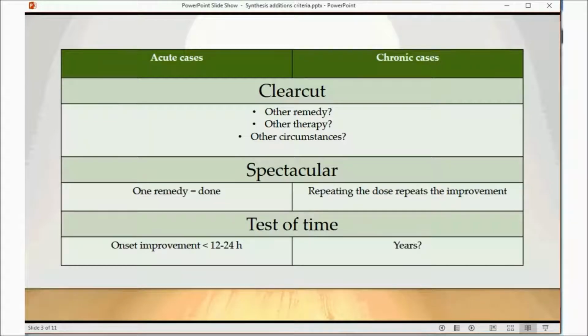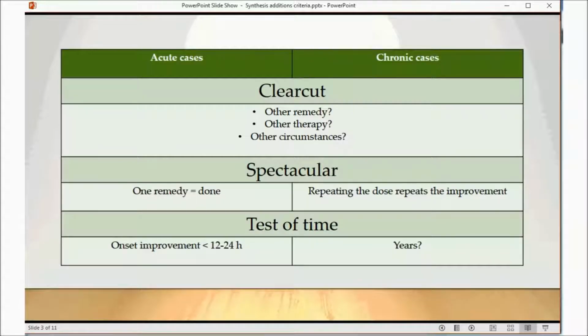Then the third aspect to say this case can serve for additions is that it needs to have been tested by time. And time for an acute case is speed. We cannot say that we use this acute case as a fantastic cure case on which we base our additions, or what we use for teaching even, if the onset of the improvement wasn't fast. If you have someone with a flu and that patient improves after 5 days with one remedy, shall we say it's fantastic? It's a fantastic and possibly useful acute case.